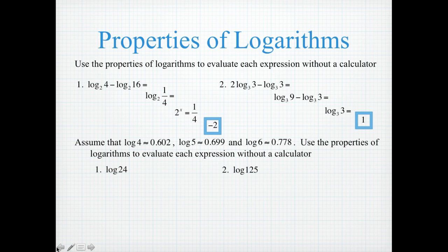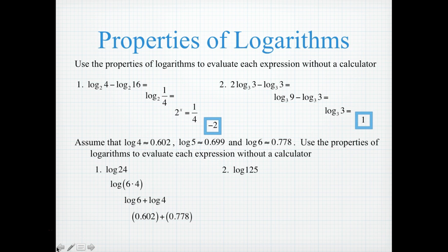So in the first example, we have the log of 24. And we need to find 4, 5, or 6. Since we're dealing with 24 in this first example, I know that 6 times 4 is equal to 24. So I'm going to use that to my advantage. And I'm going to use the product property to separate that log into the log of 6 plus log of 4. We use the 6 and the 4 because we have values of the log of 6 and the log of 4. So I'm going to substitute those values into that expression now.